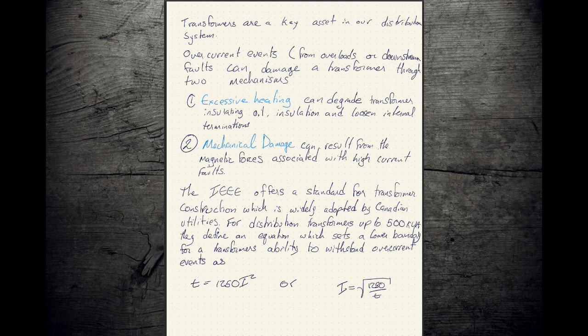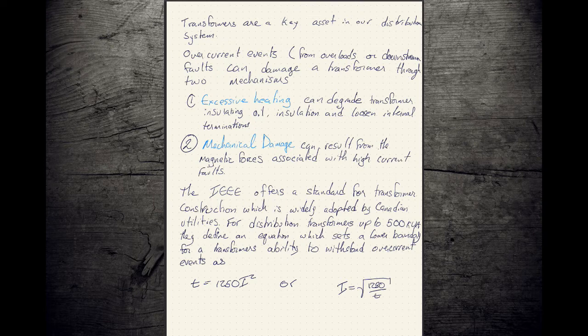Now, we also learned how the IEEE offers a standard for that, and it's been widely adopted by Canadian utilities. So that's what we're going to be using here in this course. And for transformers up to 500 kVA, which is the majority of our distribution transformers, certainly all of the ones serving our low-density residential customers, the IEEE defined a withstand equation, and this is the form that we've been using more in our class.